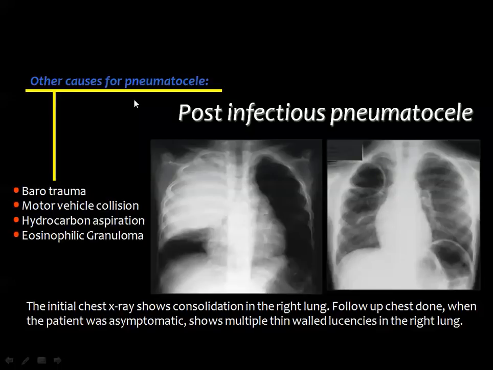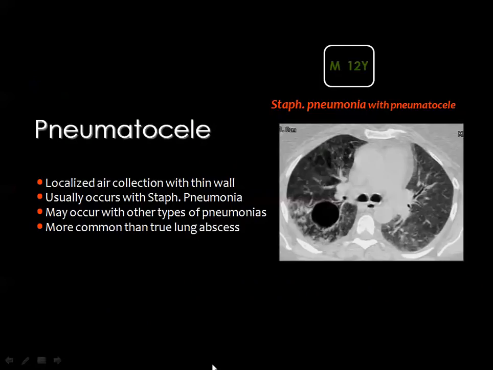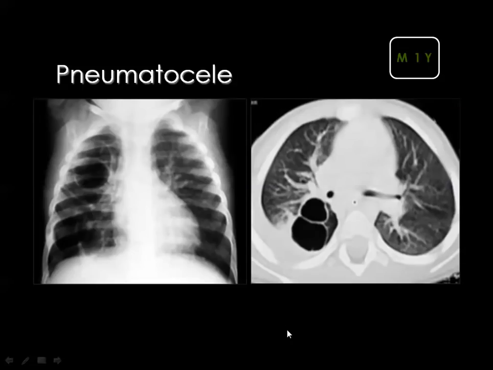Also, there are other causes for the development of pneumatoceles, like birth trauma, car accidents, hydrocarbon aspiration, and cases of eosinophilic granuloma. This is a good example of a pneumatocele in a case of staphylococcal pneumonia infection. You see a well-defined cavity filled with air. The margin is thin and the cavity is located within the lung parenchyma.